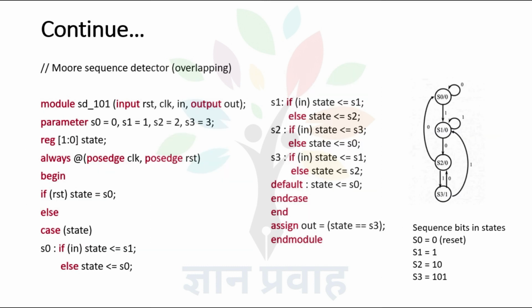Verilog programs for the last discussed 101 sequence detectors are presented for both Moore and Mealy machines. Overlapping working methods are considered here for writing the Verilog programs. The programs for non-overlapping working methods can be written in Verilog by following the same approach. Moore sequence detector for overlapping case is presented here. Module, that is a reserved keyword, module name SD_101.